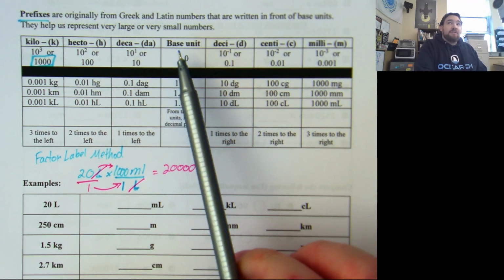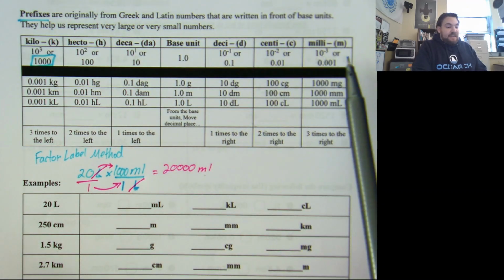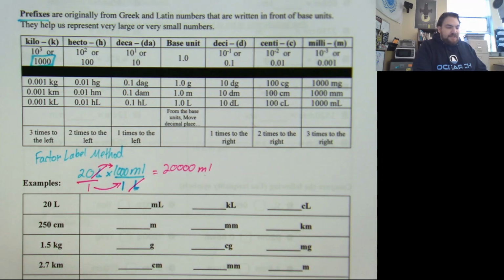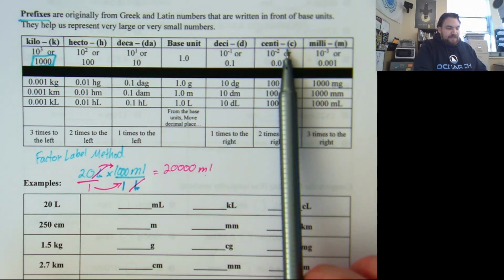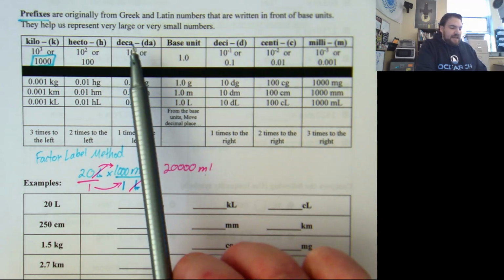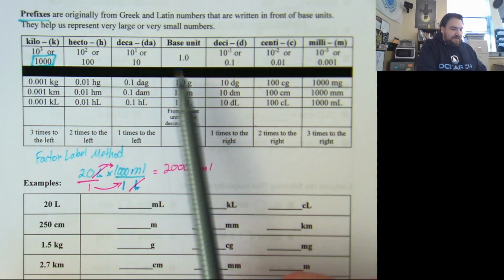These are all of the jumps of 10 that we're going to look at. These are not all the jumps of 10 that exist, but these are the jumps of 10 that we're going to use. The base unit is the column in the middle. The deci, the centi, the milli are on the right. The deca, the hecto, the kilo are on the left of that middle column.